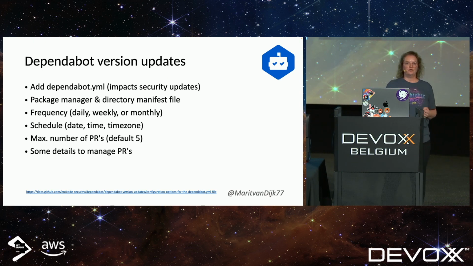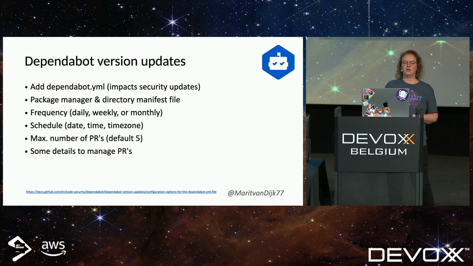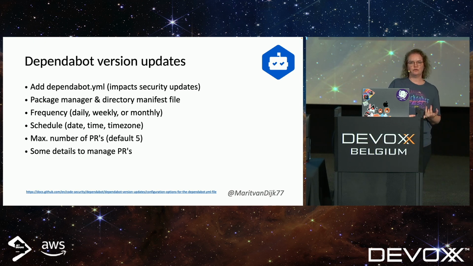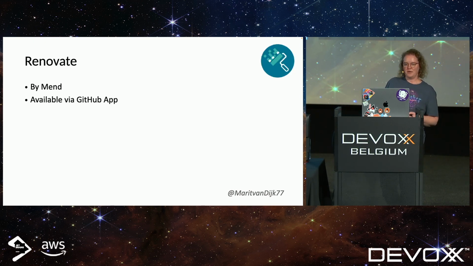To enable Dependabot version updates, you need to add a configuration file and tell it what package manager you're using and where to find the manifest file. You can set the frequency to daily, weekly, or monthly, and the schedule as when it should run. You can configure the number of PRs, which has a default of 5, and you can add some details to manage the PRs, like who to assign it to, who should review it, what the commit message should look like, whether it should add any labels, and a rebase strategy to say whether you want it to automatically rebase or not.